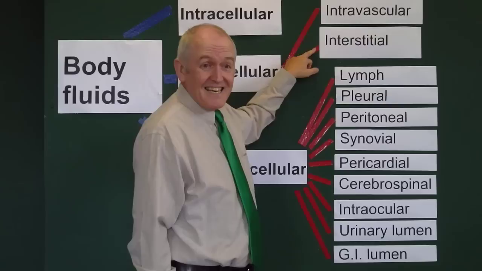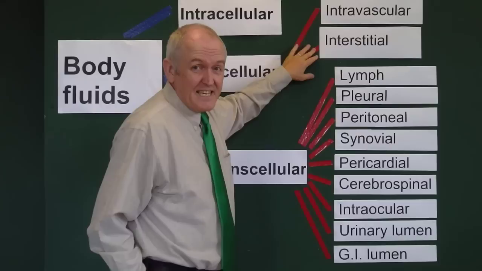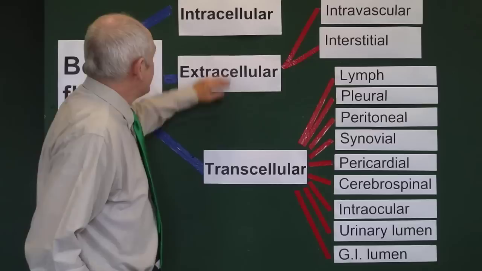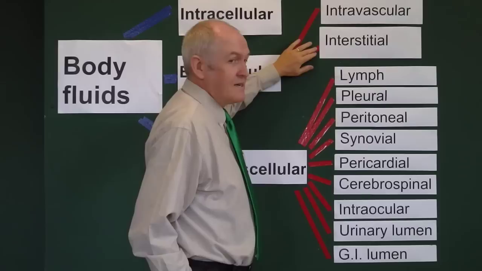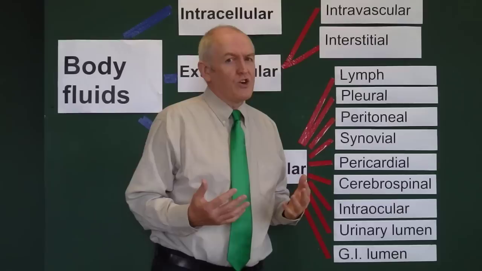At any one time in this fit, lean young man, we're going to have about 11 litres of fluid in the tissue spaces. So about 28 litres in the cells, about 3 litres in the blood, and about 11 litres in the tissue spaces. So we can see this is neatly compartmentalised. It's not just sloshing around the place in some random way.